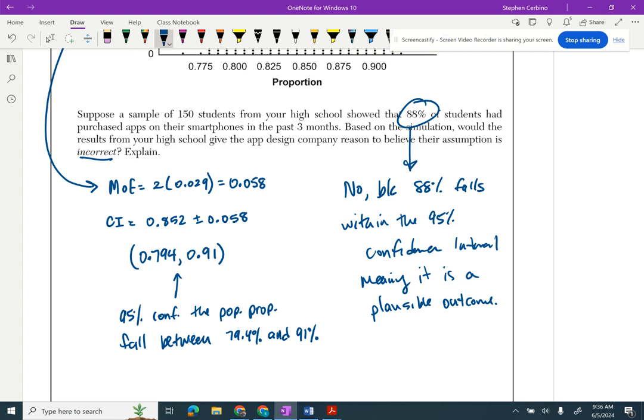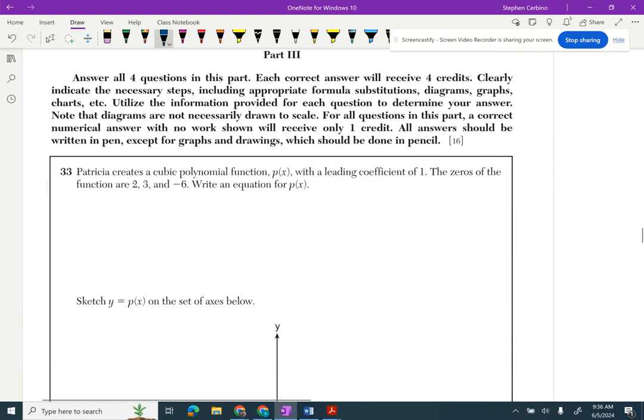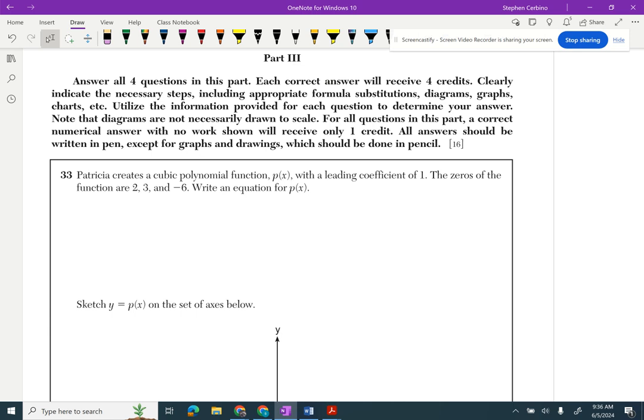Let's move on to part three. So remember, part three questions are worth 4 points, so they usually ask you to do more than one step, right? So they're going to ask you to do something and then apply that to something else. So it tells us that Patricia creates a cubic polynomial. Cubic means it is a degree of 3. And it tells us that the leading coefficient is 1. That's nice of them. And it tells us that the zeros of the function are 2, 3, and negative 6.